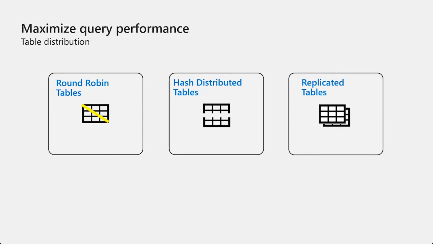A full copy of a table is placed on every single compute node to minimize data movement. It works well for dimension tables in a star schema that are less than 2 gig in size and are used regularly in queries with simple predicates. It should not be used on dimension tables that are updated on a regular basis. You can convert existing round-robin tables to replicated tables to take advantage of the feature using a CTAS statement.